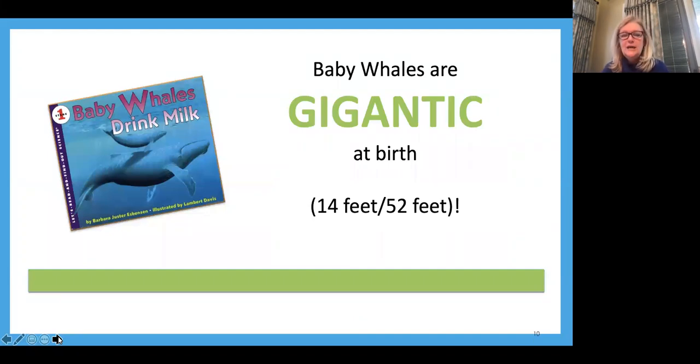So I wanted to share this example with you, because when we think about reading books and engaging children, vocabulary is so important. So how do we make sure that children get these words? Just this example: we were reading the book Baby Whales Drink Milk, and the word gigantic is in it, because baby whales are gigantic at birth. They're 14 feet long.